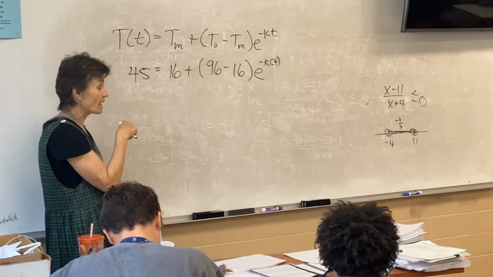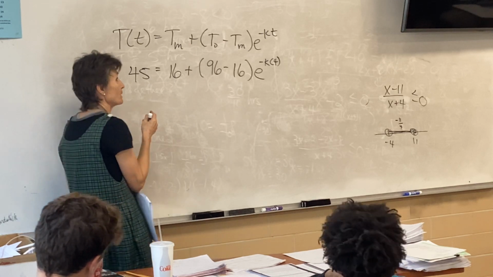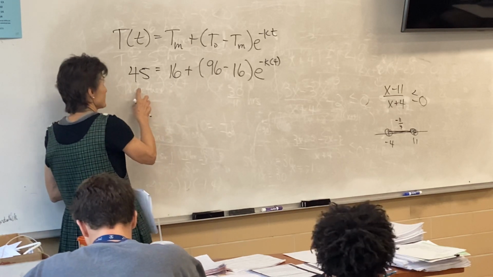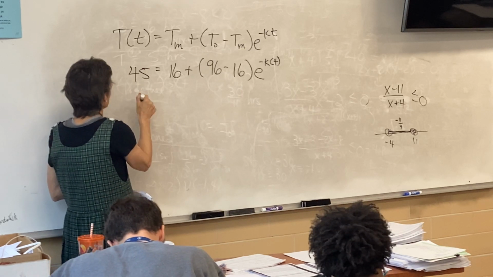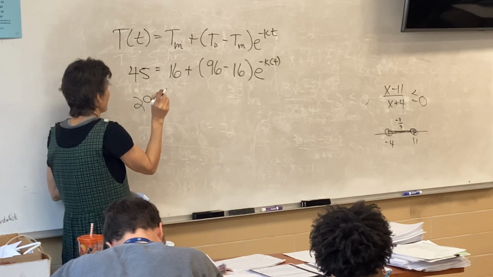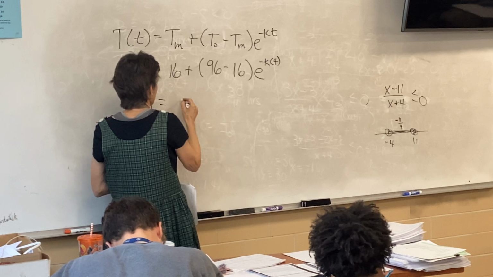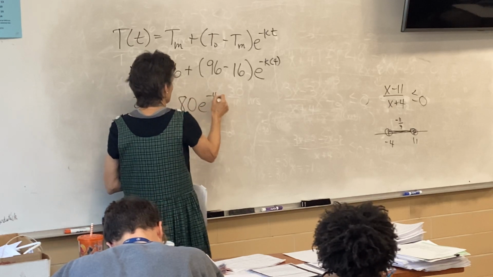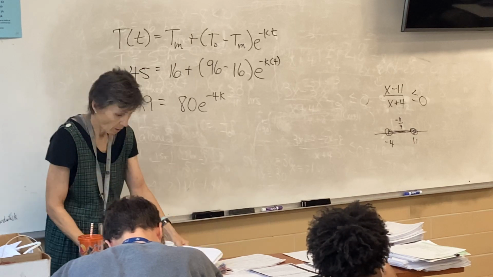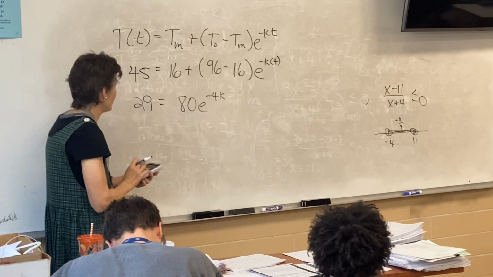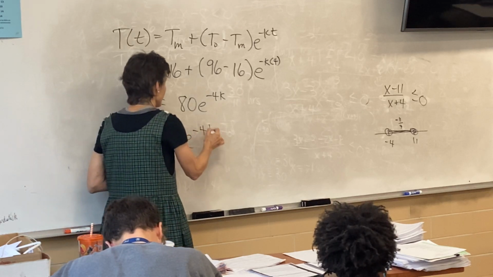Can we solve that equation for K? Can we figure out what K is? Yeah, sure we can. We know how to do that. So we'll subtract 16, right? What is that? 29. Keep an eye on my arithmetic. And then we'll subtract here, and that will be 80. Then what? I'm going to divide by 80, and I'm just going to leave it as a fraction for the time being.